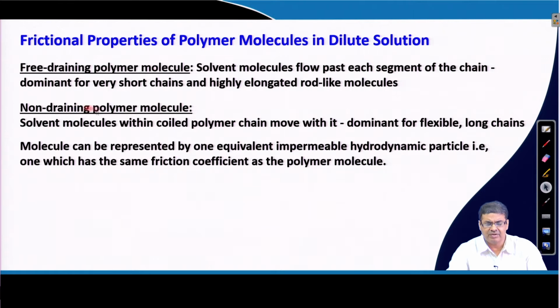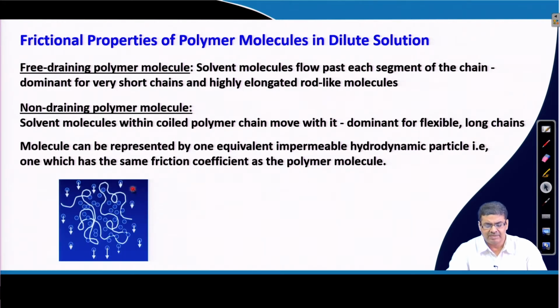Now, in this case, non-draining polymer molecules, the polymer molecule can be represented by one equivalent impermeable hydrodynamic particle, that is one which has the same frictional coefficient as the polymer molecule. Let me explain this a little more. Say this white one is the polymer coil. Just like any other molecule, this will have Brownian motion, and it will undergo translational motion through the solvent molecules.